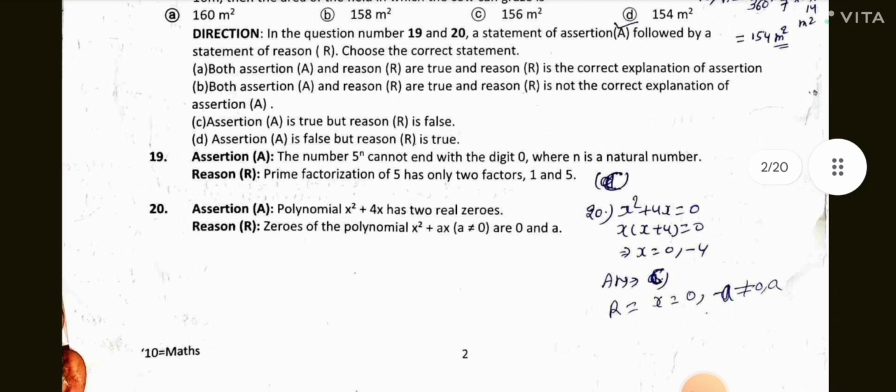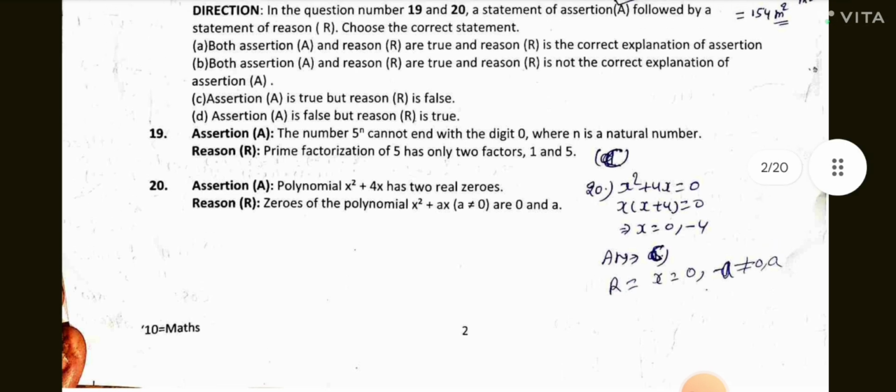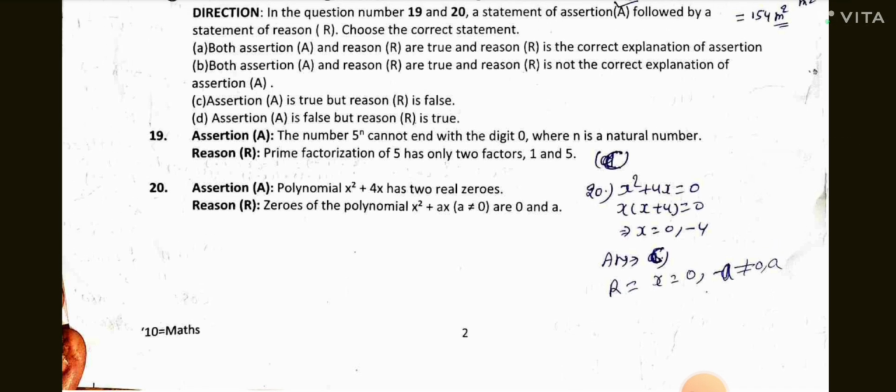Question 19. The number 5 to the power n cannot end with digit 0, where n is a natural number. For any number, if it ends with 0, it will be a multiple of 10. Here, we can't say that 5 to the power n will end with 0. So it is a true statement. Reason: prime factorization of 5 has only two factors, 1 and 5. 5 has two factors, 1 and 5, but prime factorization of 5 is only 5 because 1 is not a prime number.